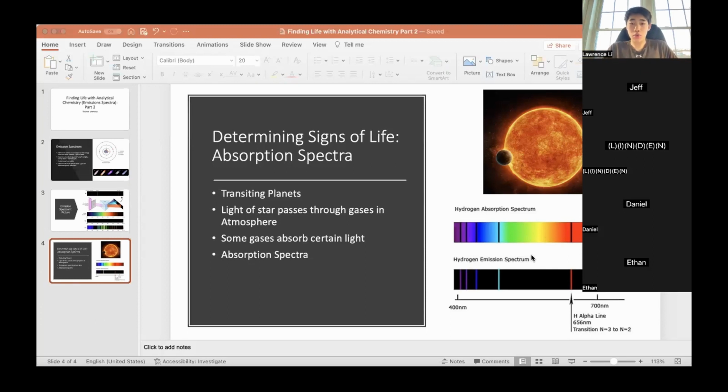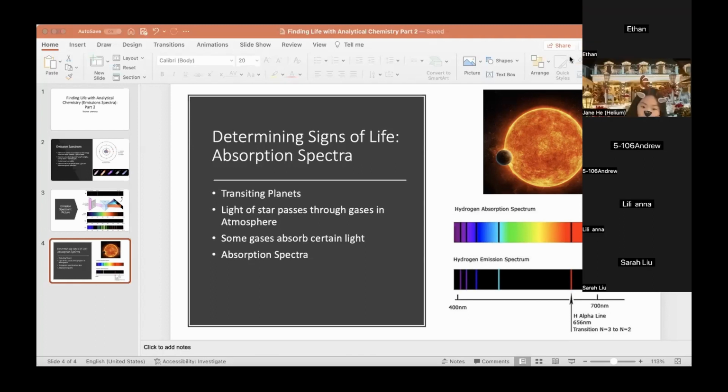What we can do with absorption spectrum is look at absorption spectrums within the context of astronomy, within the context of trying to find life. Does anyone remember what transiting planets are? We talked about this last class. Transiting planets, anyone?